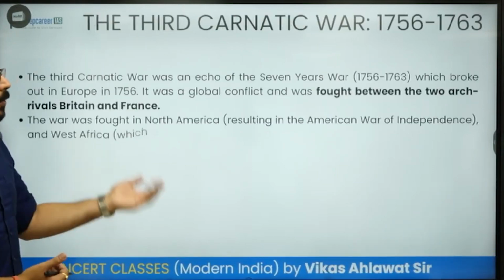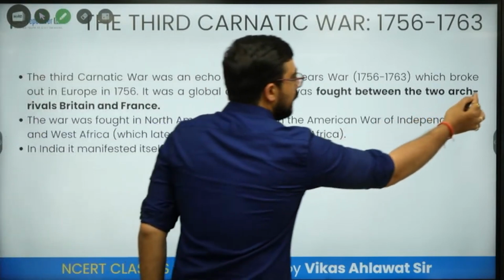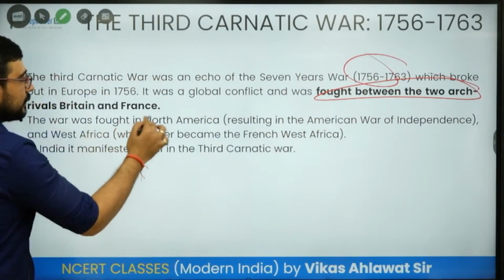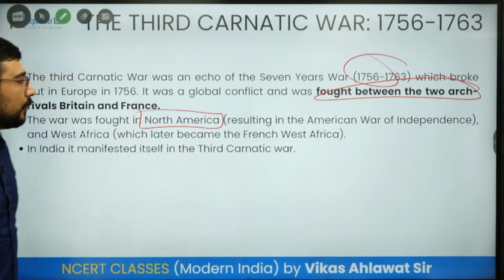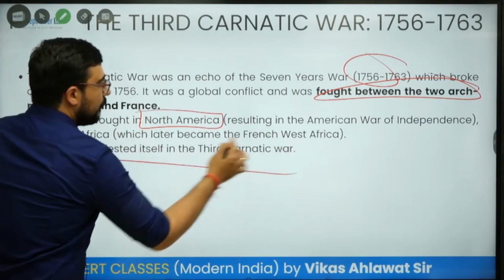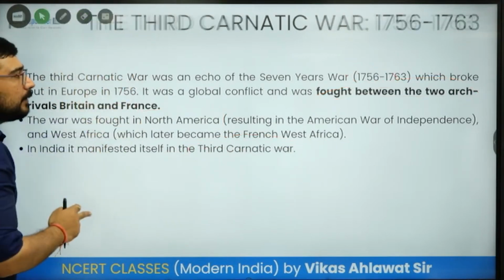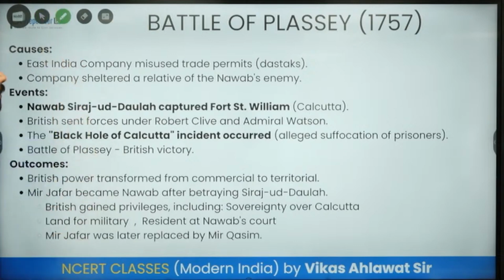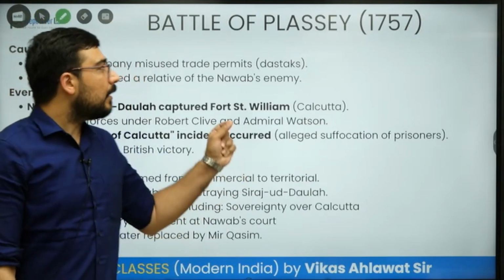Then comes the third one, the most arduously fought one. Again, the arch rivals fought for roughly 7 years, and this war began in North America. This war was fought in Europe also, and finally it manifested in India itself. So this war was fought in multiple parts of the world. It was a very prominent one. But before this war was fought, one important event happens in Indian history, and that is the Battle of Plassey.